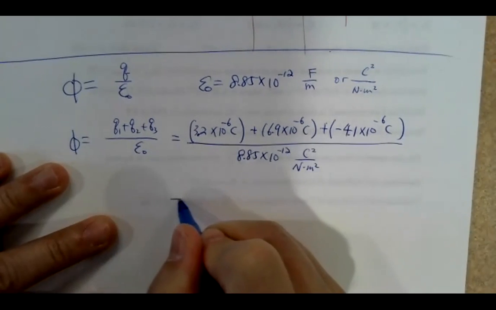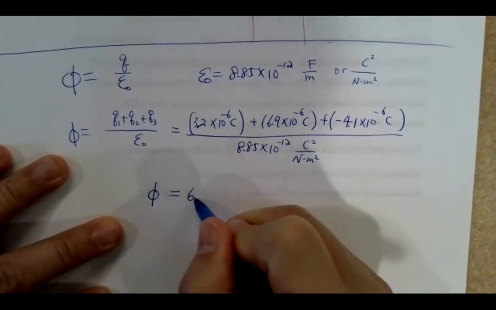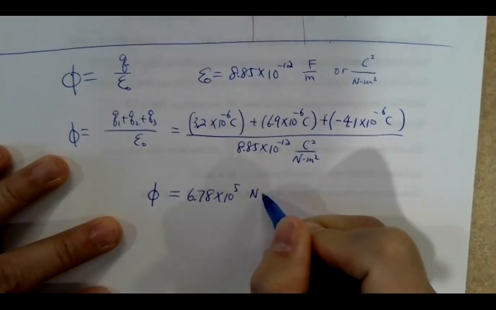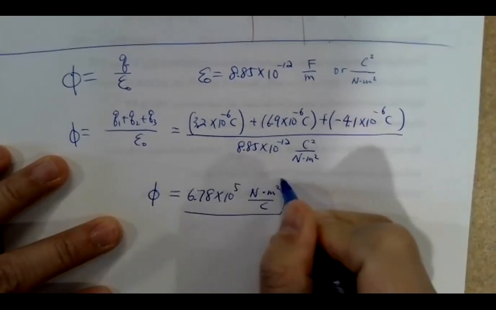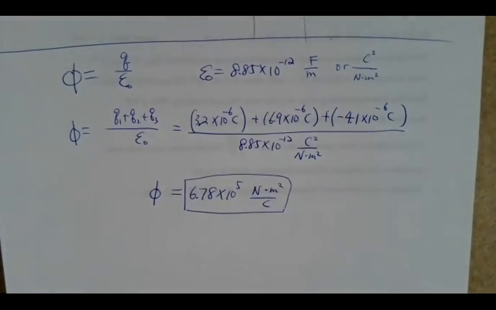So your flux will be equal to 6.78 times 10 to the fifth newtons times meters squared over coulomb, in that case.